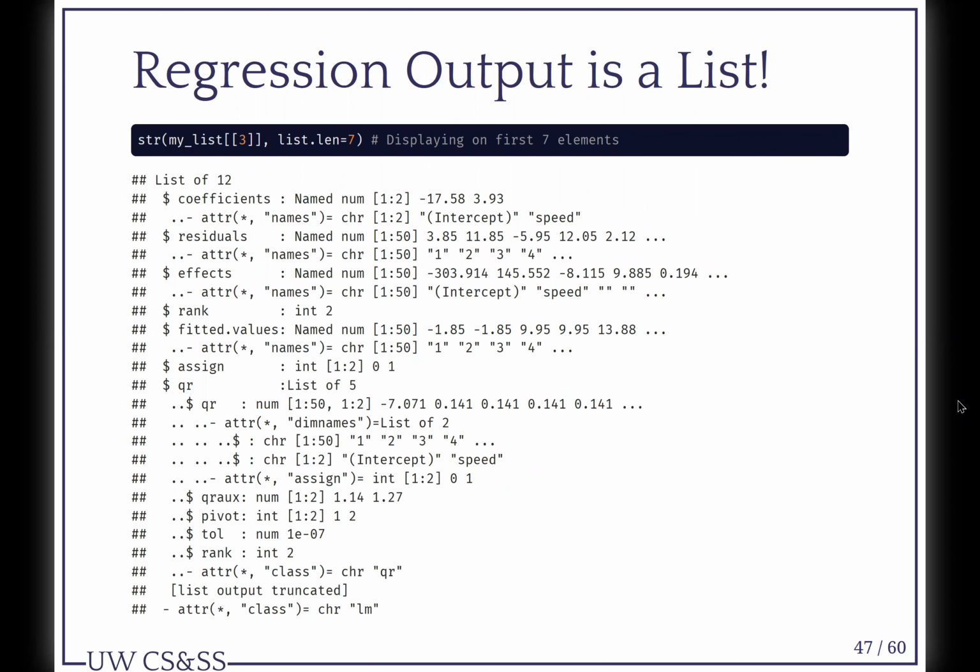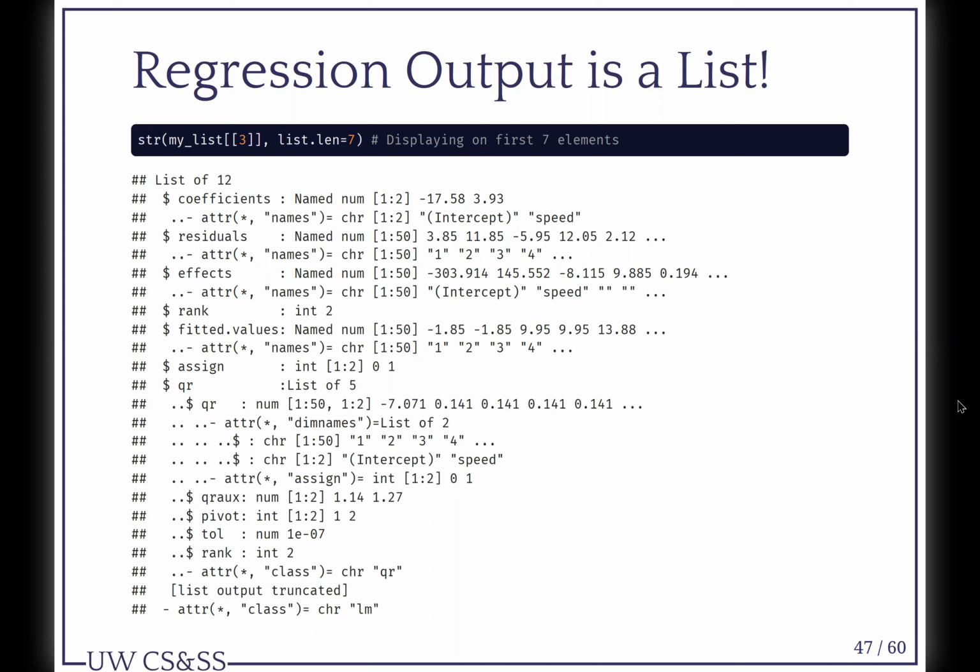Note that regression output comes out as a list in R. For instance, if we look at the structure of the third element of my list, we'll see that it's a list containing 12 elements itself. Yeah, it's a list of a list. And it has all of this information and it's really difficult to read as is.